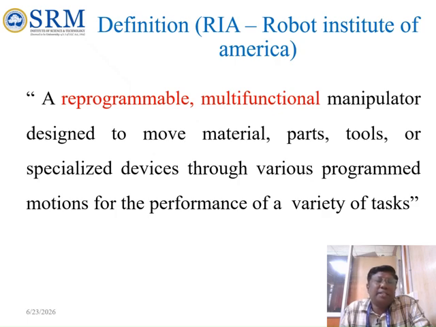The definition is a reprogrammable, multifunctional manipulator designed to move material, parts, tools or specialized devices through various programmed motions for the performance of various tasks. So this is the definition. The robot should be a reprogrammable one. It should not be fixed, and it should be multifunctional. Manipulator means where you are going to give the end gripper. The manipulator can move the material, parts or tools.